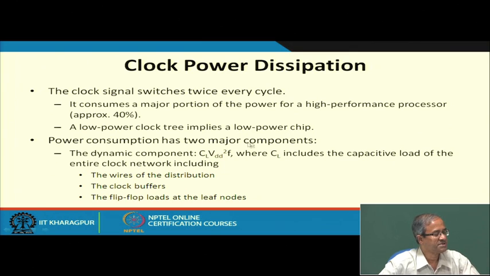The power consumption will have two major components. One is of course the dynamic component. Depending on the frequency of switching f, the power will be given by the capacitive load, square of the power supply and the frequency. Okay. So, the wires of the distribution, the clock buffers, and the flip flop loads will all determine the capacitive load C_L. So, if you can reduce the capacitive load in some way, your power consumption can decrease.